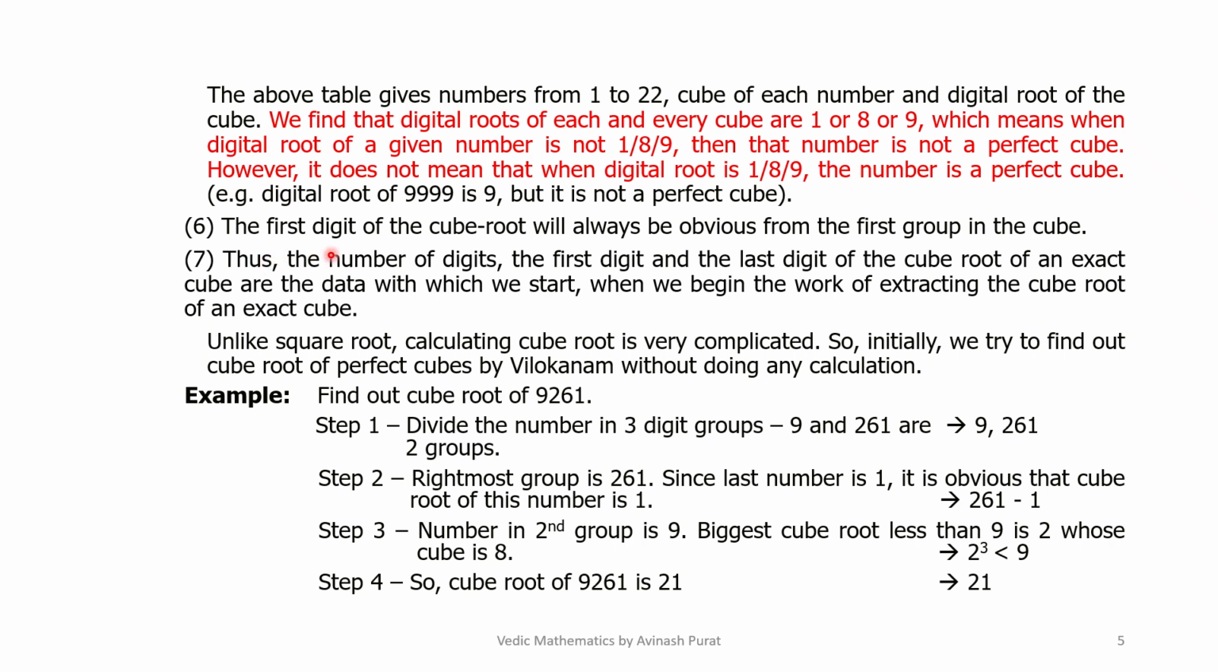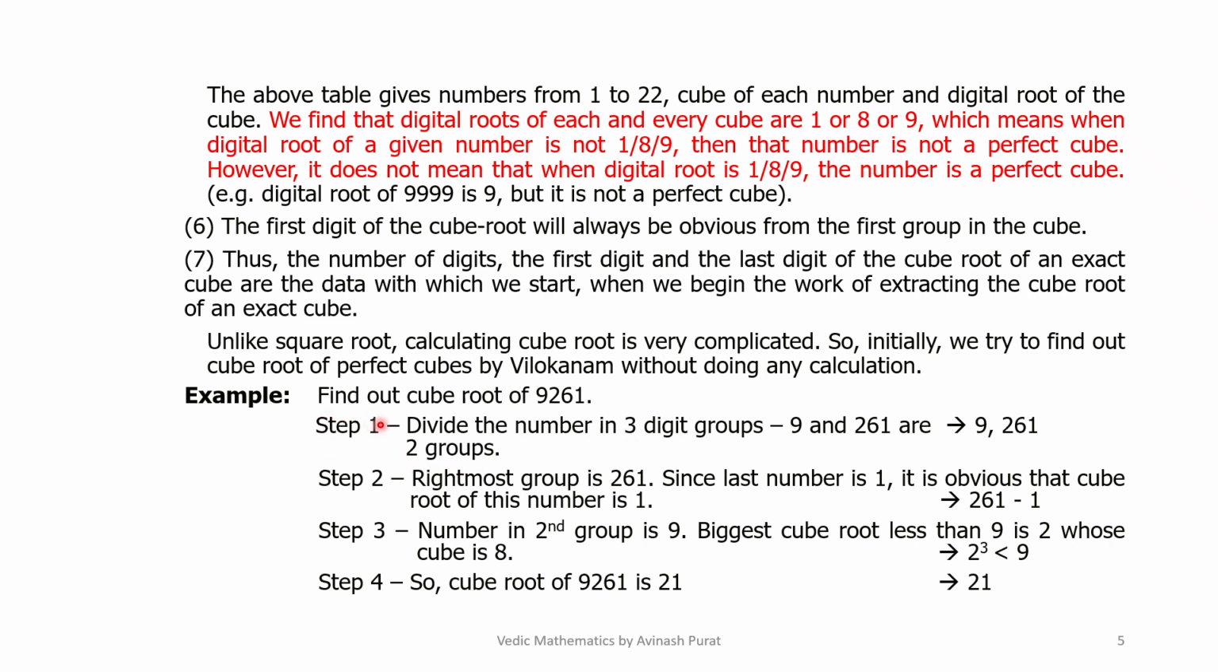Next, the first digit of the cube root will always be obvious from the first group in the cube. Thus, the number of digits, the first digit and the last digit of the cube root of an exact cube are the data with which we start when we begin the work of extracting the cube root of an exact cube. Unlike square root, calculating cube root is very complicated. So initially, we try to find out cube root of perfect cubes by Vilokanam without doing any calculation.